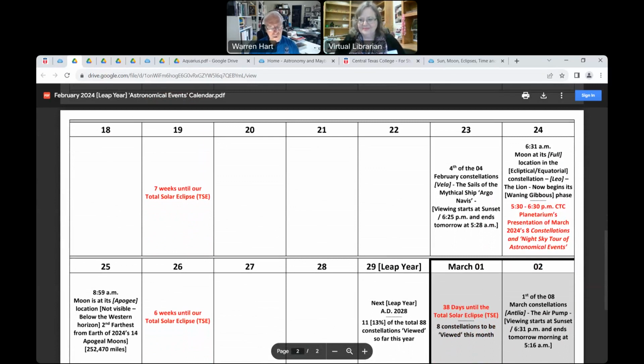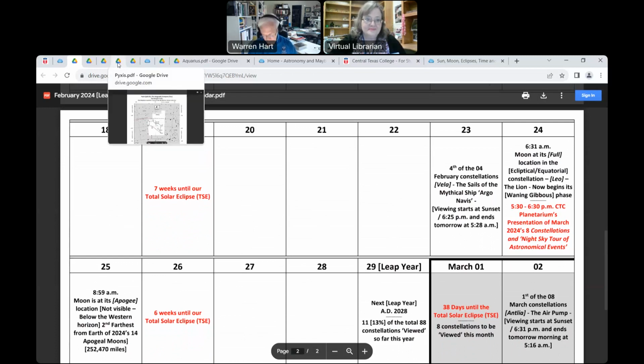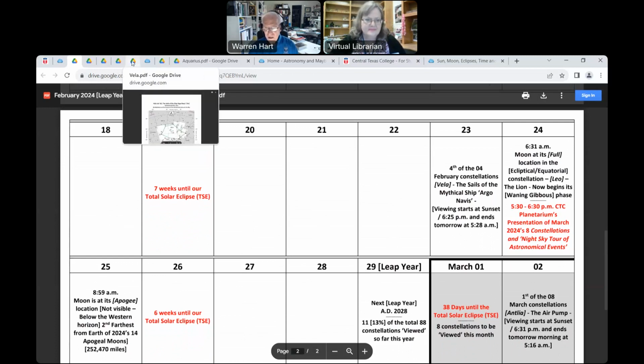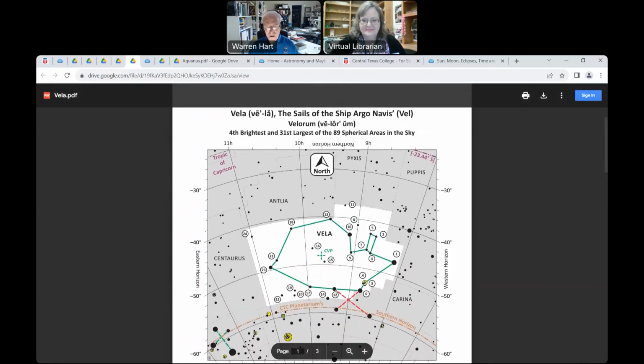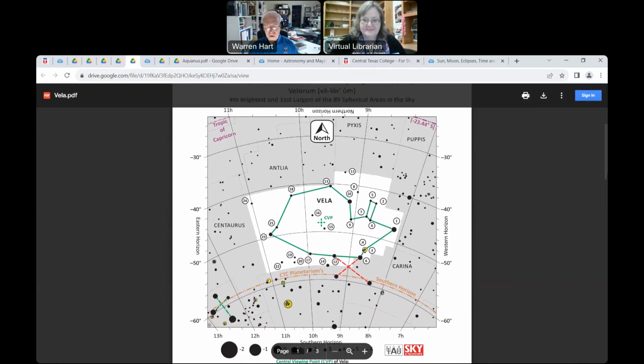And we come over to Monday the 19th, and it's now 7 weeks. 7 weeks to go. So let's go on over. And here on Friday the 23rd is actually a constellation that is in February. And so, Cindy, you have that one up, and this is Vela. And notice it's also part of that big old ship of Argo Navis, the mythical ship.